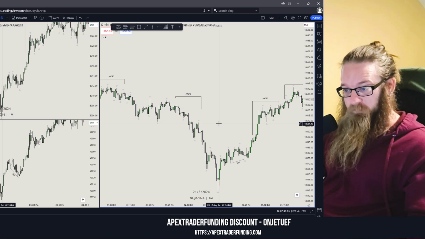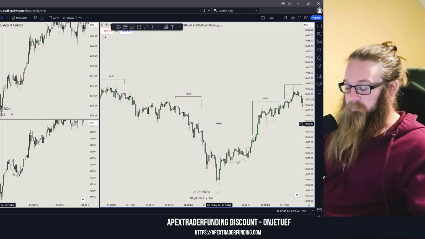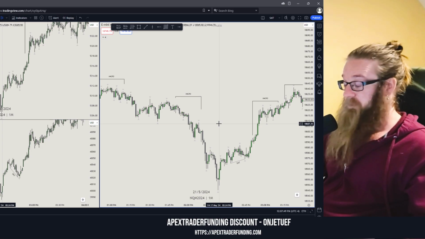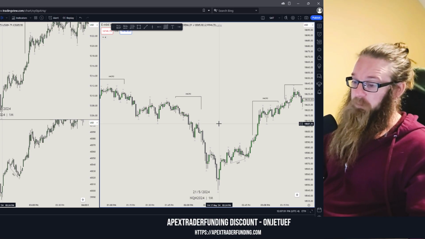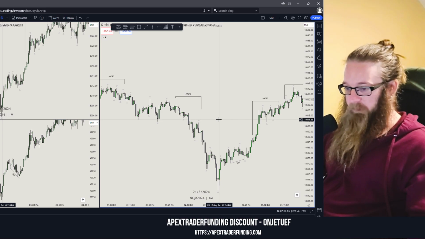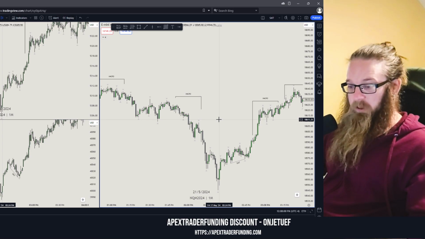And so what SMT does is it confirms that a reversal idea is valid. It doesn't tell you there's going to be a reversal. It doesn't mean a reversal is coming or anything like that. SMTs happen all over the place and they fail all over the place.